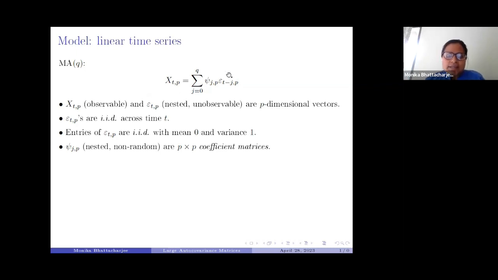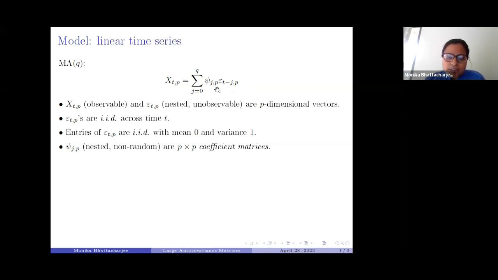Here X_t and epsilon_t are vectors of length p. As you can see, X_t can be written as a linear combination of q many past epsilon_t's. This is a moving average process, and the coefficient matrices, Xi_{j,p}, are all p cross p matrices. We'll have certain assumptions on the process epsilon_t, and therefore on X_t as well.